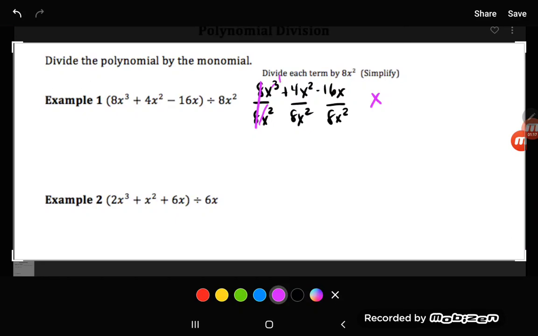The next set of terms, I have 4x squared divided by 8x squared. X squared divided by x squared, I know that is 1. So now I have to simplify 4 over 8, and we know that 4 over 8 is simply 1/2.